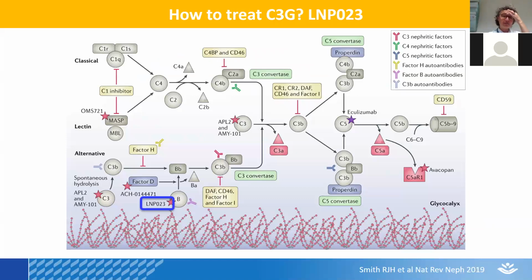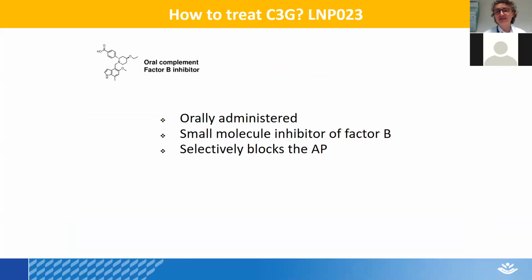Another agent is called LNP023, and this is an agent that blocks factor B. So again, a complement regulator that works at the level of C3. This is also orally administered, and I believe that it is given twice daily. And a large clinical trial enrolling, to the best of my knowledge, only adults, is also very shortly going to be started, if not already up and running in a few isolated centers.